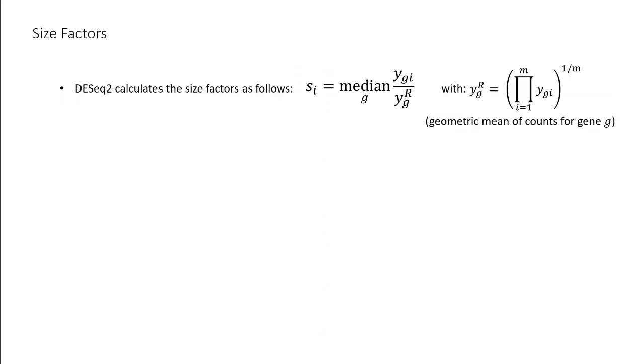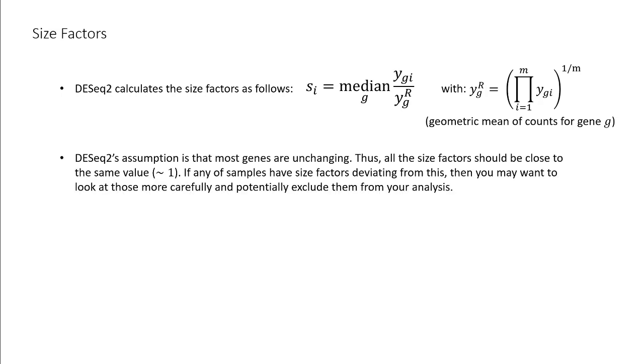As stated in a previous video, there are many different methods of count normalization. DESeq2 has yet another approach to it. It's called the median of ratios method. This method results in the sample-specific size factor, s sub i, calculated as shown here. DESeq2 assumes that most genes are unchanging. Thus, all the size factors should be quite close to unity. If any samples deviate dramatically from one, you may want to consider excluding those from your analysis.